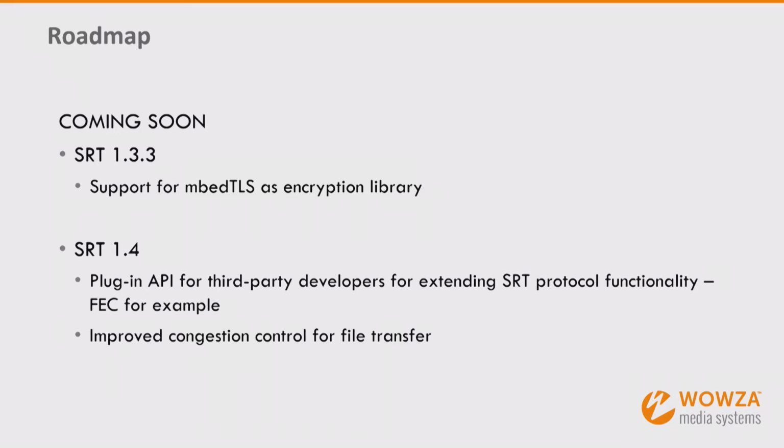One of the biggest asked for features in SRT since it started was the ability to have a plugin API for third-party developers to extend the functionality. This is going to be available in a development branch very soon, definitely by the IBC timeframe, if not sooner. And basically, you will be able to now add protocol features. So the first one, which was much requested, is for error correction, and there will be an example plugin that I believe is already underway, if not ready, as part of that branch.